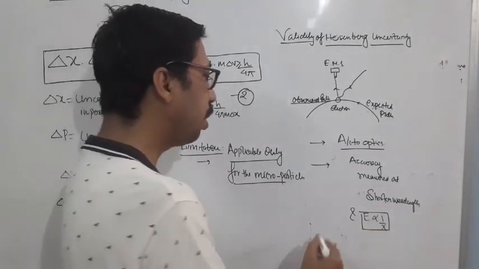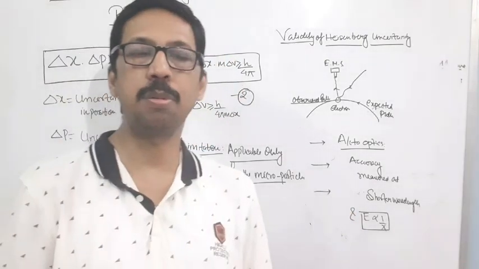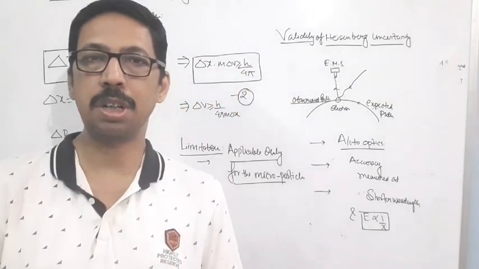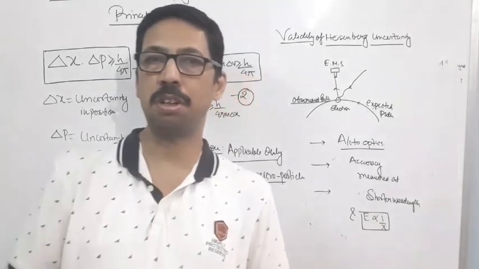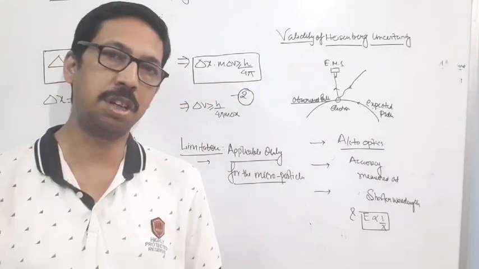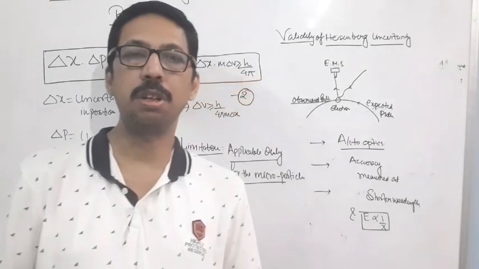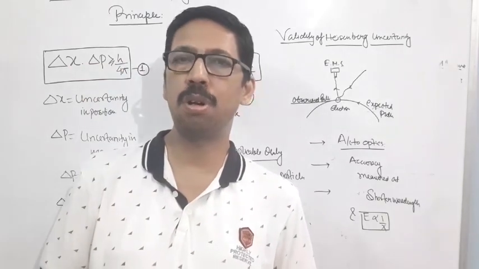And this is the reason that exact position and momentum of a micro sized particle like electron cannot be predicted accurately and simultaneously. I hope that this concept of Heisenberg Uncertainty Principle is almost clear to all of you.